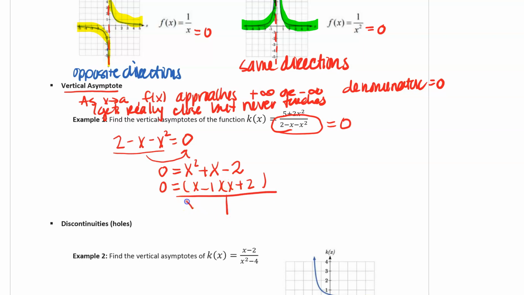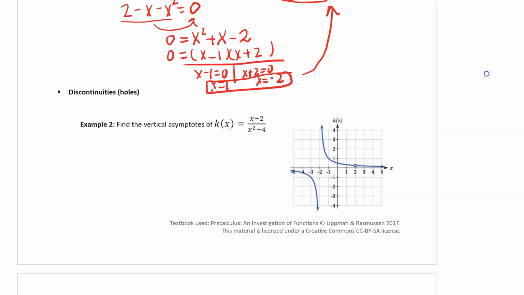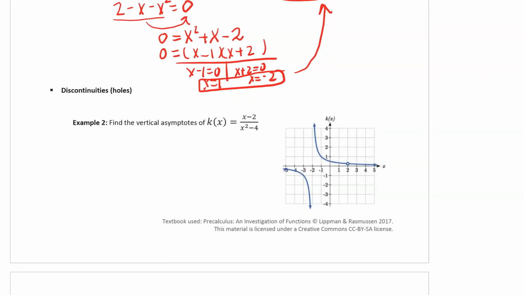And then I could solve it very quickly. So x minus 1 equals 0, so I get x to be 1, and x plus 2 equal to 0, x being negative 2. So this shows me that I would have vertical asymptotes at 1 and negative 2, because that's where my function would be divided by 0. Now when we begin to look at vertical asymptotes, we can't forget this idea of discontinuity or holes.